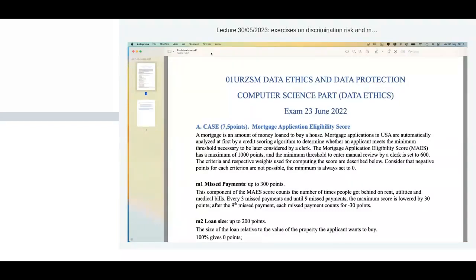Today the focus of the free exercises that I already uploaded on the portal are discrimination issues and measurement issues. So the free exercises will be focused mostly, not exclusively, but mostly on these topics.